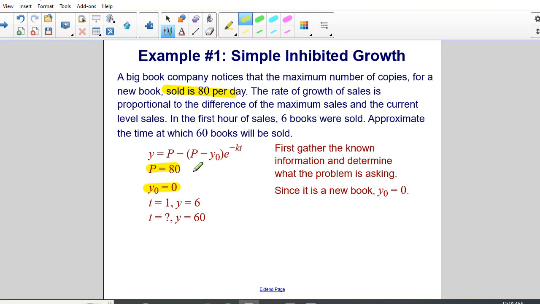We are also told that in the first hour of sales, t is equal to 1, there are 6 books sold. That comes from this line right here. And we want to approximate the time, so t here is a question mark, when 60 books will be sold.